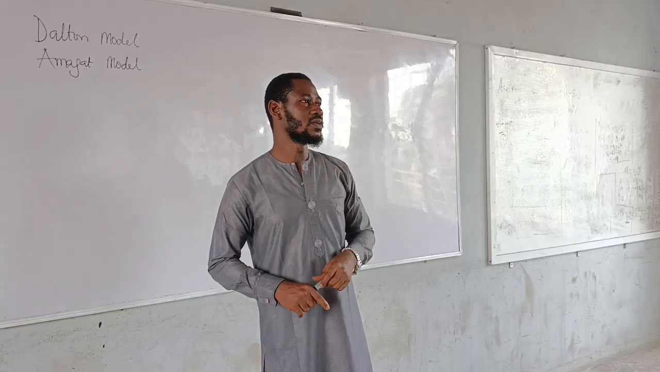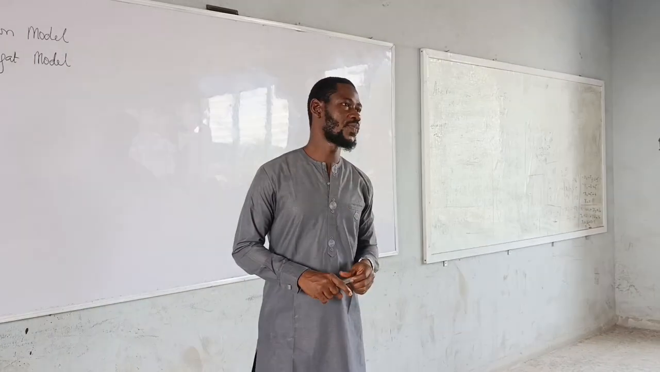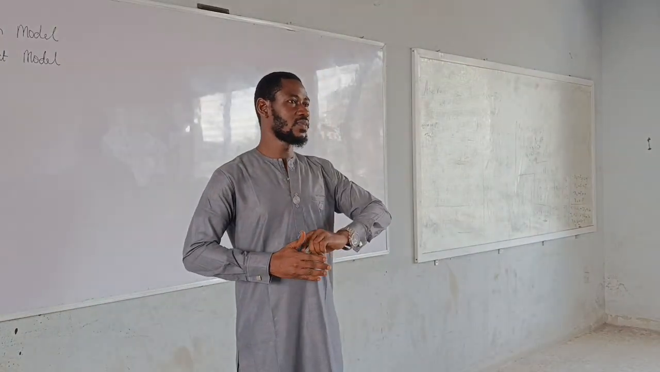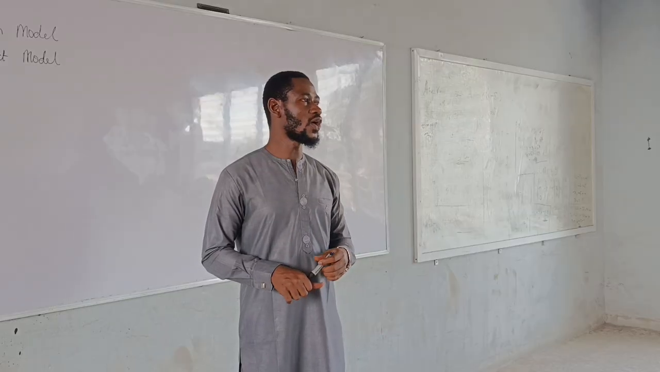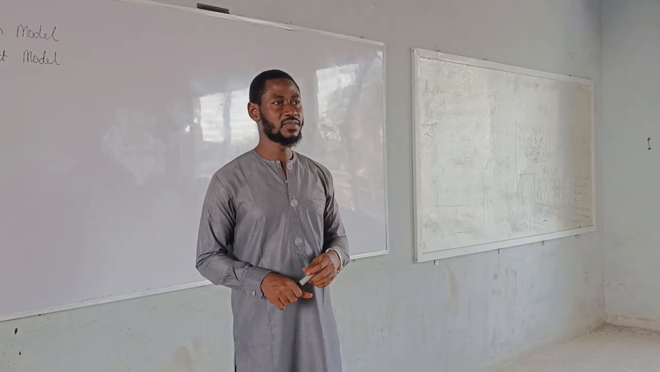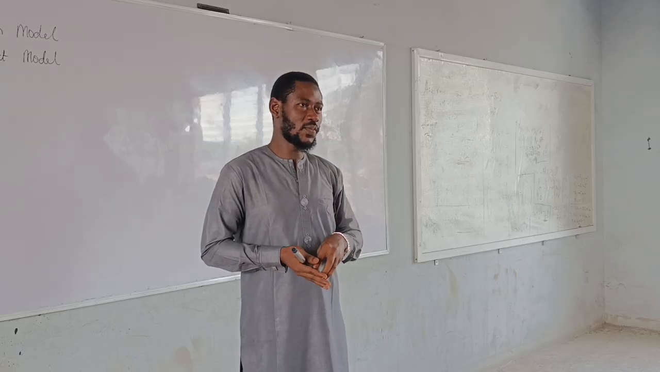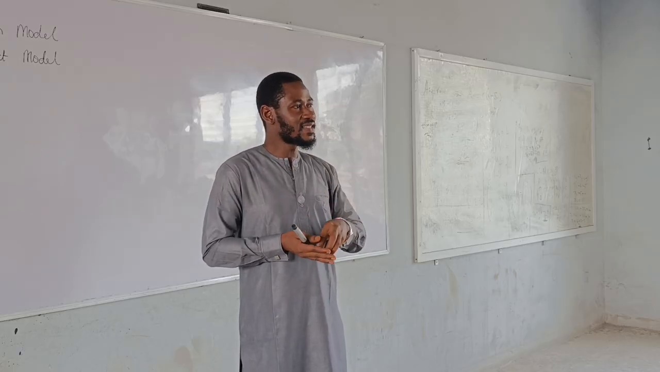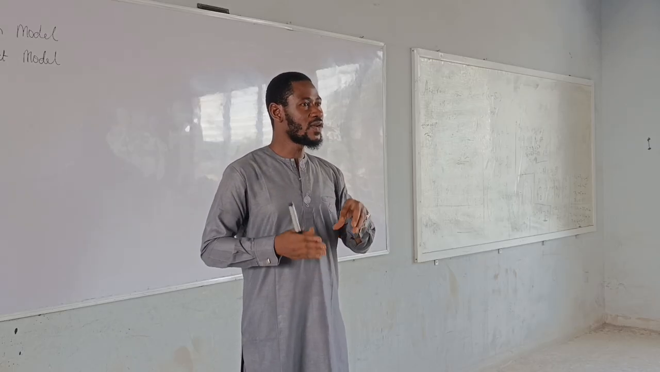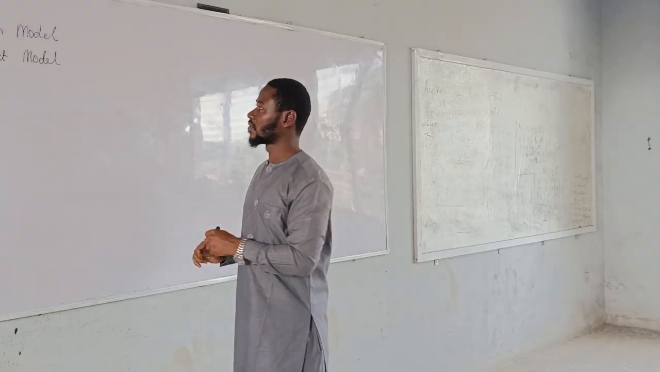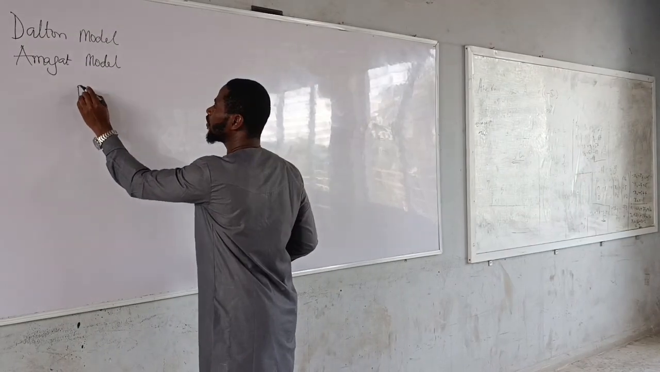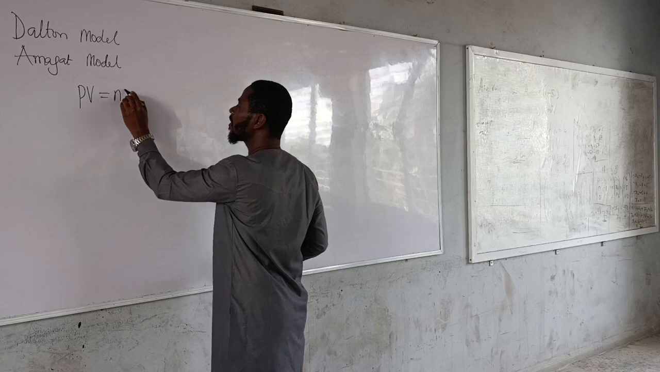Now, let's start with the first one. The Dalton law of partial pressure states that the total pressure of a mixture of gas is the sum of its partial pressures present in the gas. So now let's go back to the ideal gas law expression, PV equals nRuT.